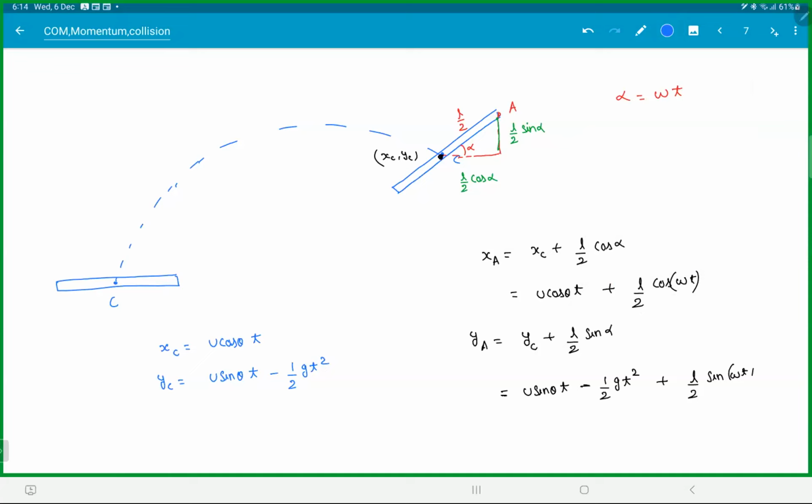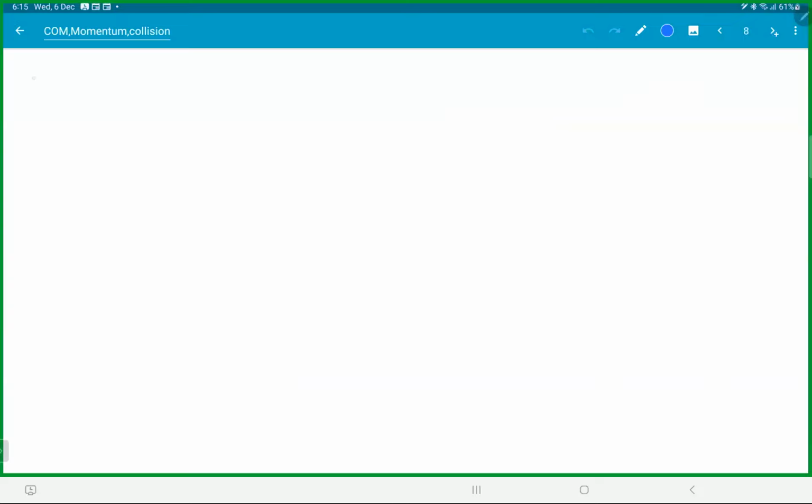Clear? Turn in the page. So great. That is the main idea of the center of mass. So what does the center of mass exactly do then? Locating center of mass.